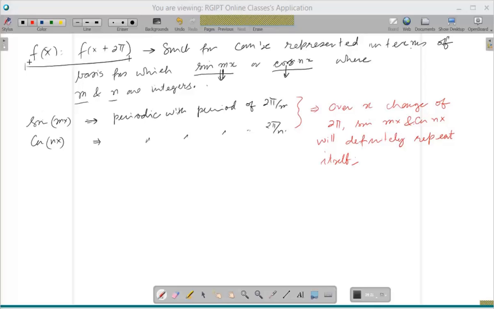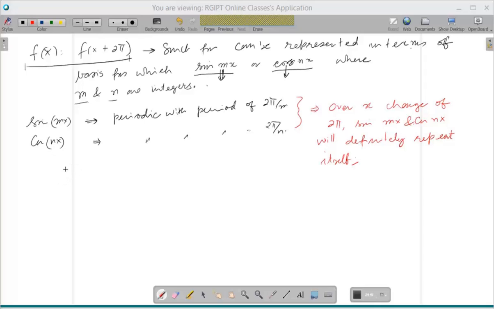So the first intuitive justification for choosing these functions is that they satisfy the periodicity criterion that is present with our original function. This is my original function, and I have chosen these functions which already repeat themselves after period 2 pi. So they can be chosen to represent this function. That's the first thing. And secondly, they're orthogonal.